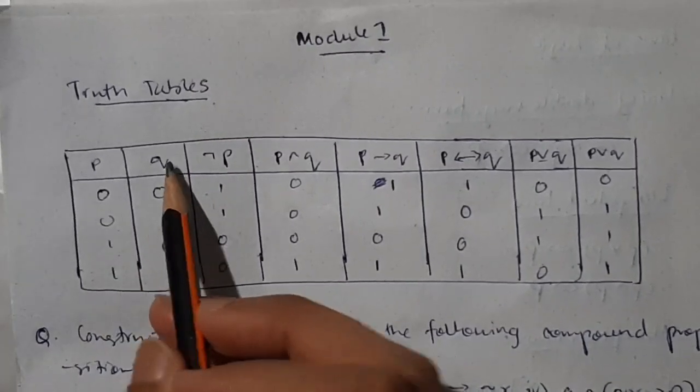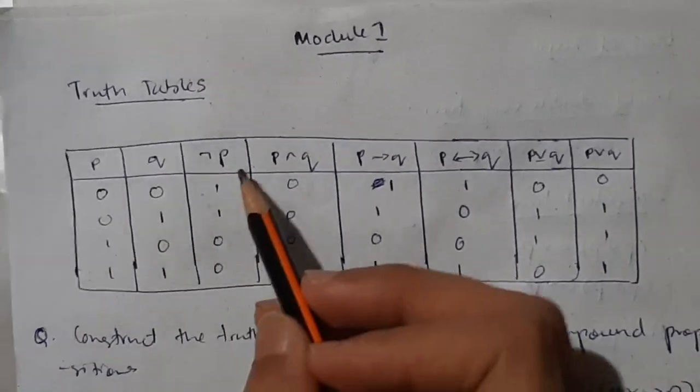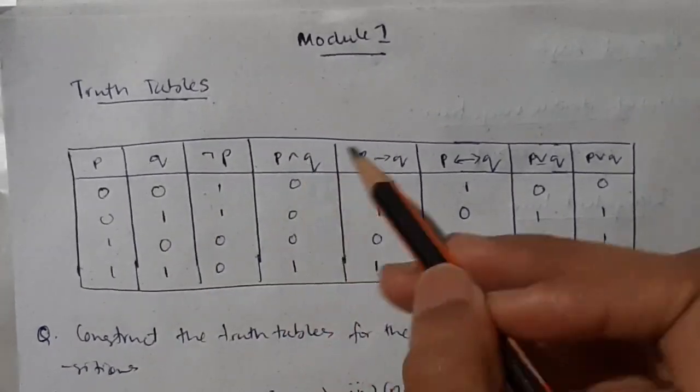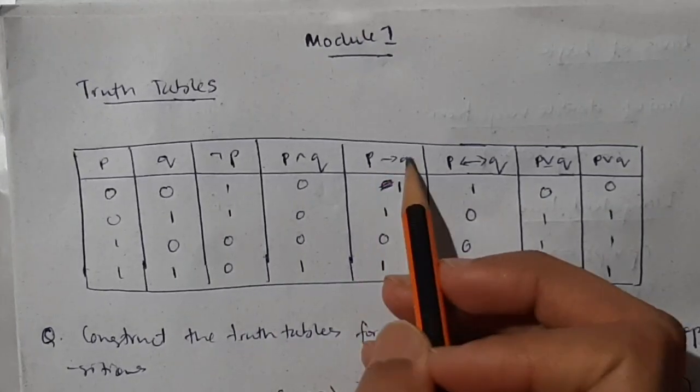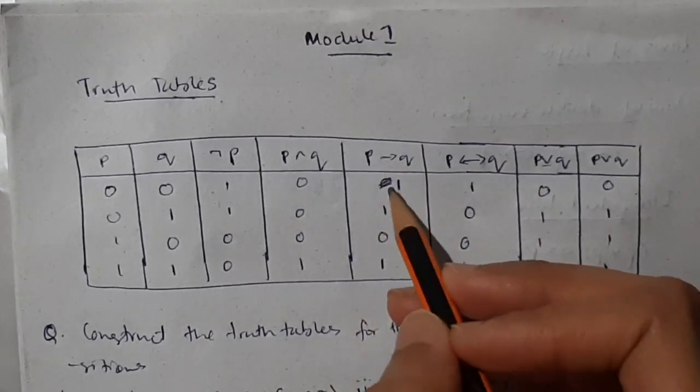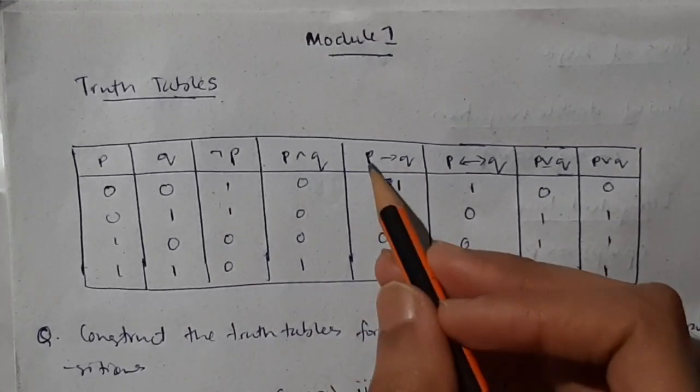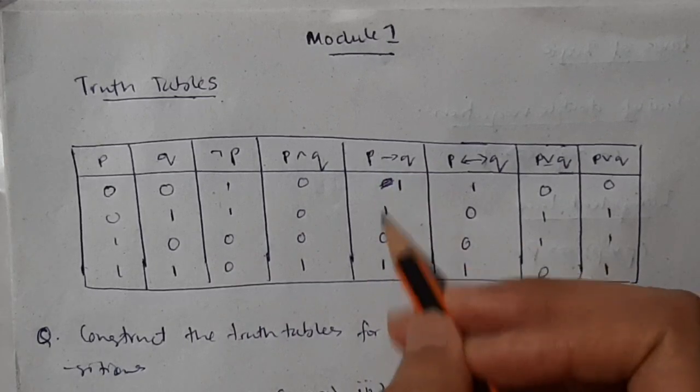This is P and Q inputs and all the combinations are here. This is not P, P and Q. This is conditional. This is read as if P then Q. So in that case this will be false only when P is true and Q is false. Rest of the cases it will be true.